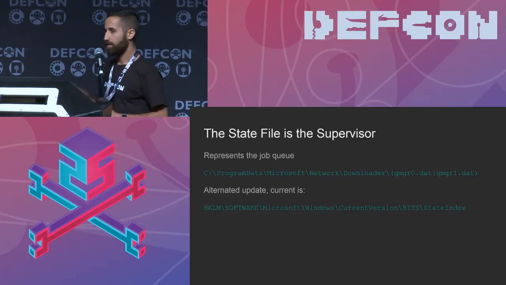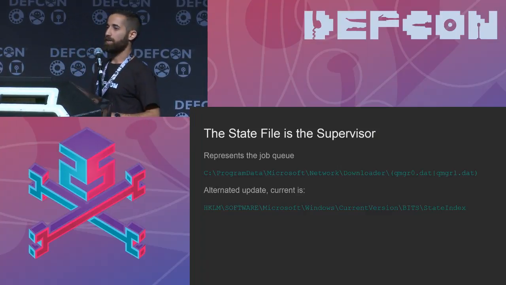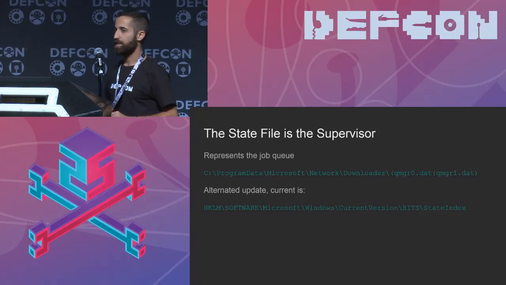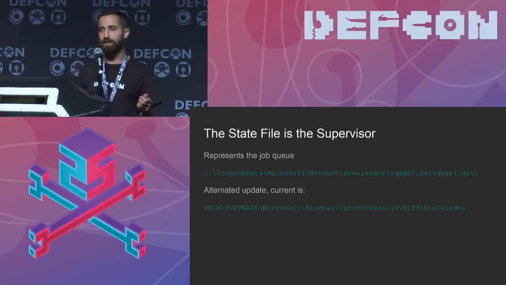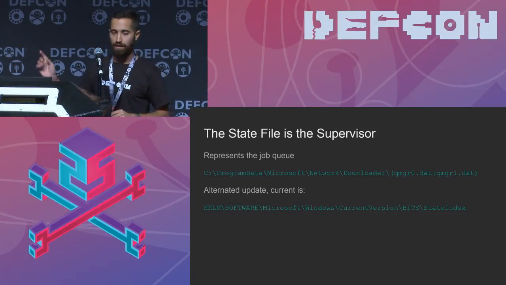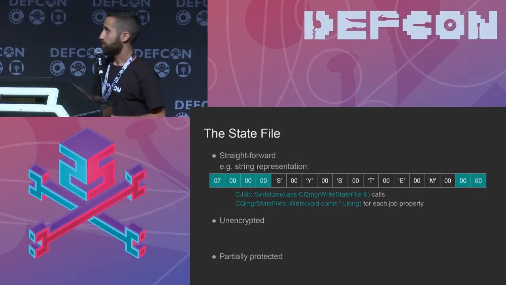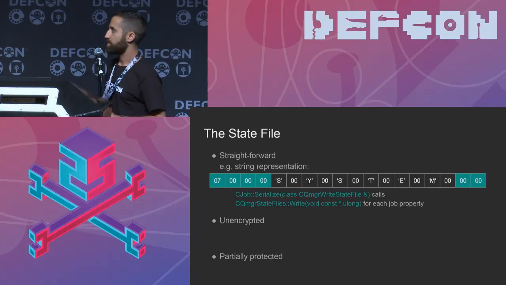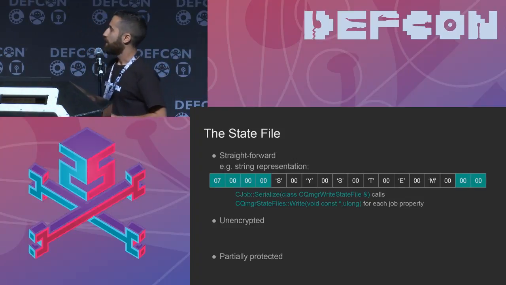So I went back to the state file, where you remember I saw that it can control all the flow of the jobs that BITS maintains, and that really is. The state file is actually two files that are updated alternately, and the current effective one is stated in the registry in that value. So I remind you, we want to move the job from a suspended state to queued state where it will start an execution. And what's in the state file?